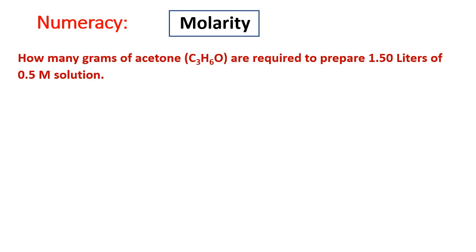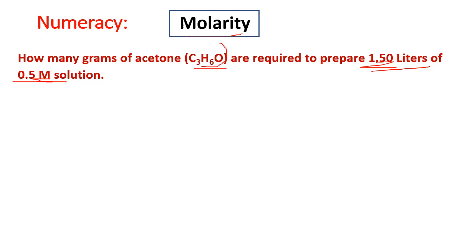Let's try this. Please try it on your own before I answer it with you. You can pause the video, try it, and then play it back. How many grams of acetone, with the formula C3H6O, are required to prepare 1.5 liters of 0.5 molar solution? Since you have the molarity, first you have to know that I will use two rules. The first rule is the number of moles is equal to the mass over the molar mass, and the other one is that molarity is the number of moles over the volume in liters.